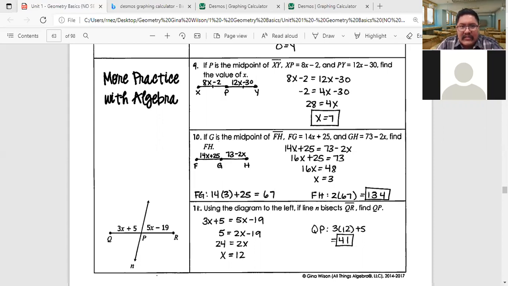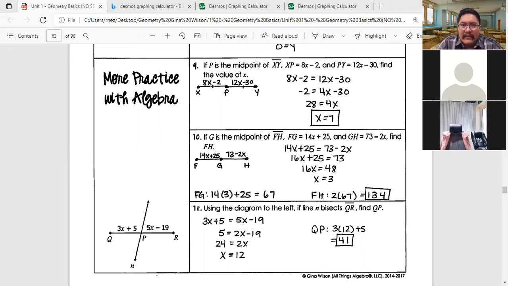Now this one looks like it's just using algebraic expressions. It's not using the coordinate plane, so maybe we don't need to draw one, but we could draw a simple one. We don't know what direction it's going in, but that's fine. So we know that P is a midpoint of XY. So we have X and Y. From the segment XP, we have 8X minus 2, and PY is 12X minus 30.